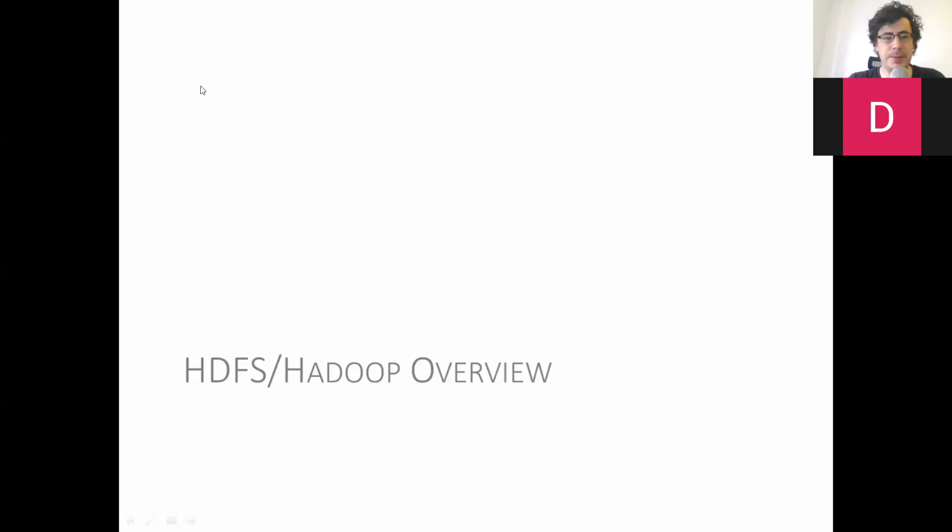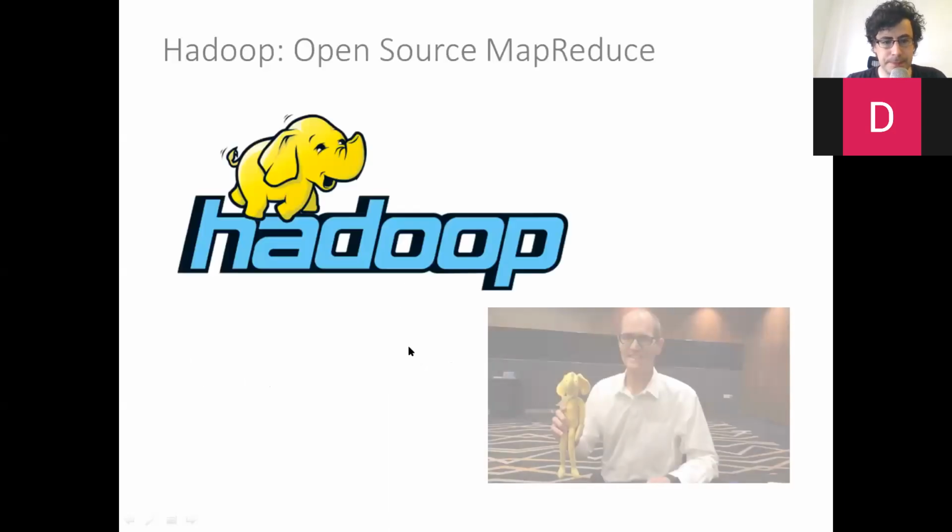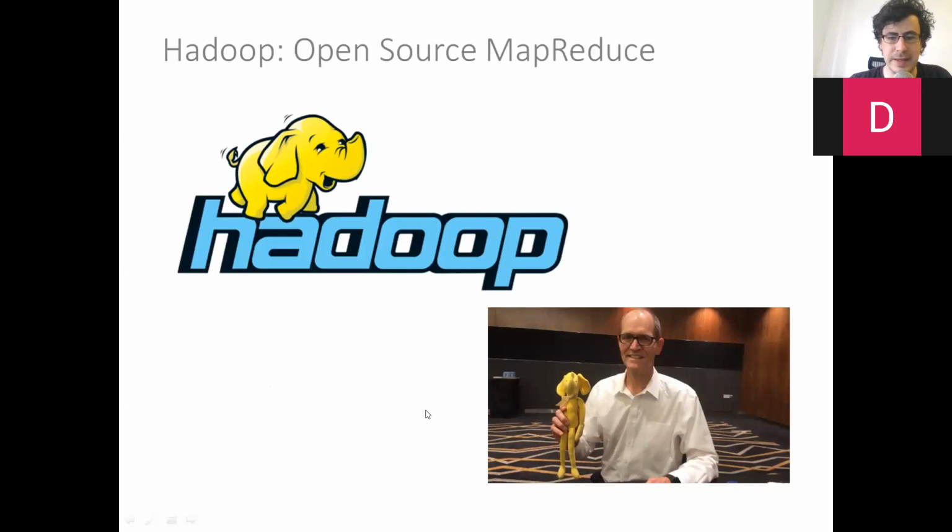Good. So we'll talk now about Hadoop, which is the open source version of MapReduce, and it's the topic as well of today's lab. So what is Hadoop? Hadoop is the name of this elephant here, but it's also the name of an open source distributed processing framework based on MapReduce. Effectively, the people of the Hadoop project took the white paper about MapReduce and implemented the ideas in a Java open source project, an Apache project.